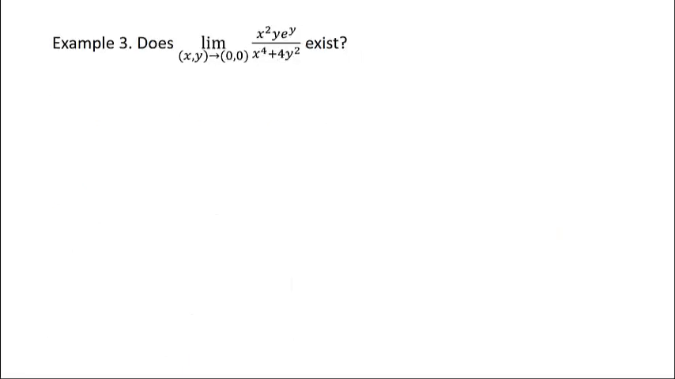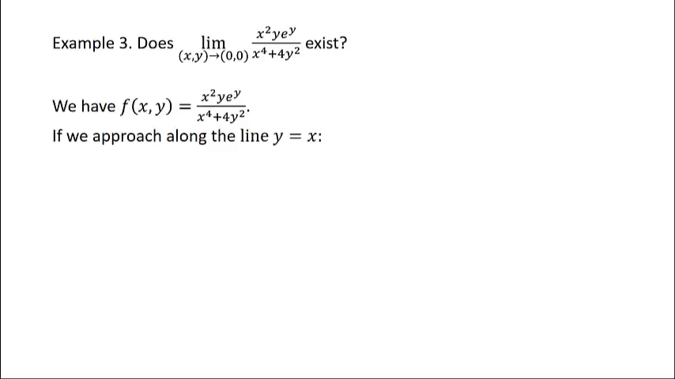Here's another example you can try. The limit as (x, y) approaches (0, 0) of the function x squared y e to the y divided by x to the 4th plus 4y squared. Now, the first approach path you always get for free.